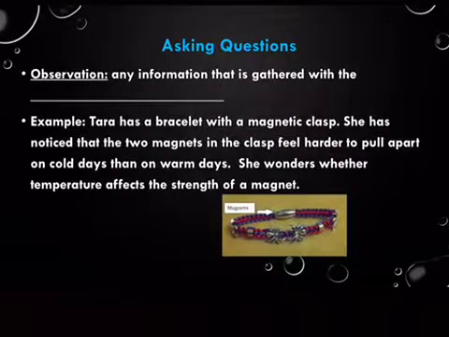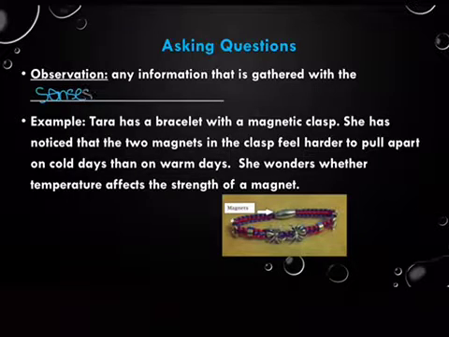So let's look at these steps of the scientific method in a little more detail now. So the first step is to ask questions, and your questions are going to be based on observations. And an observation is any information that you gather with your senses. So remember, your senses are 5 senses: sight, hearing, smell, touch, and taste.